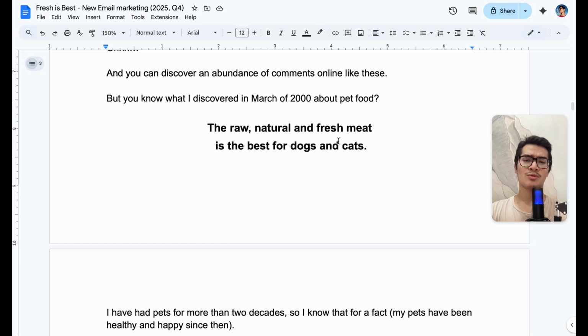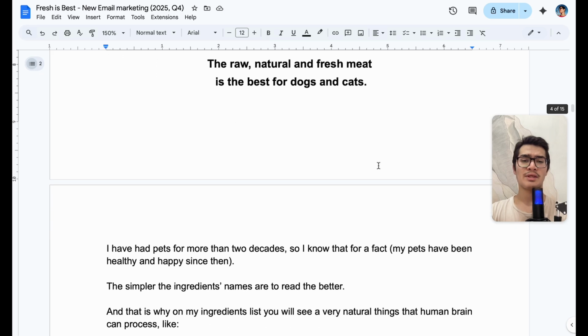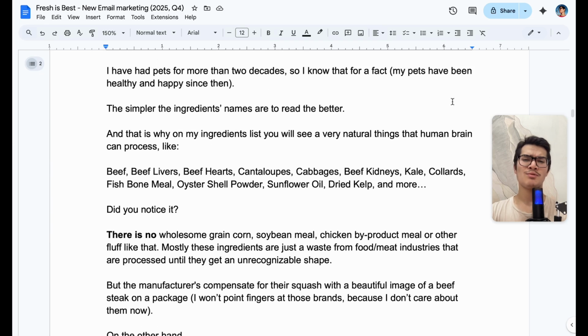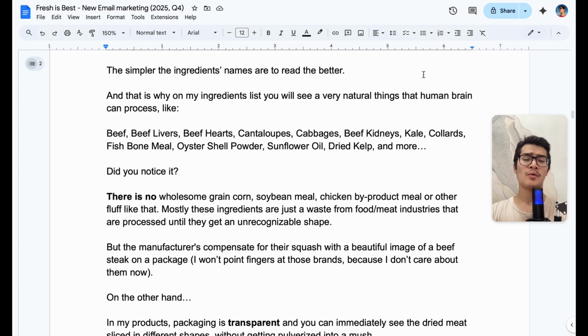The raw, natural and fresh meat is the best for dogs and cats. I have had pets for more than 2 decades, so I know that for a fact. My pets have been healthy and happy since then. The simpler the ingredients names are to read, the better.